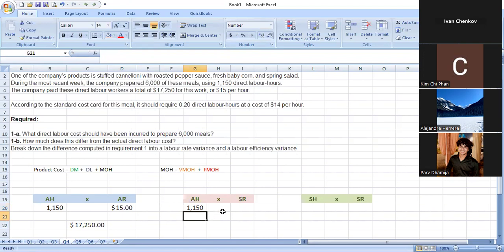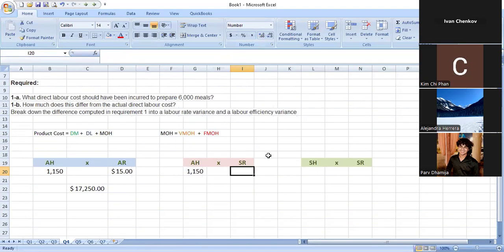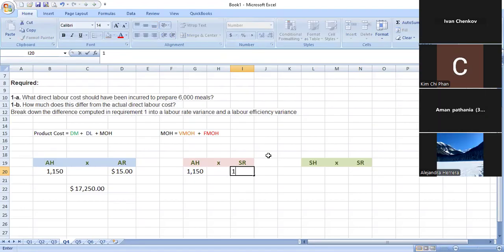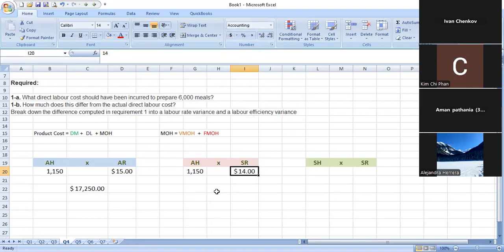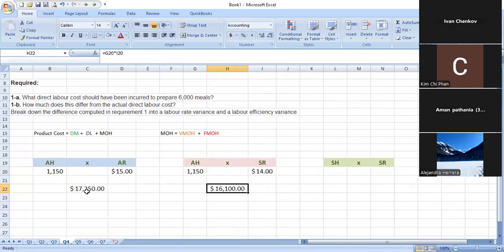Now the next thing that we need is the standard rate. Based on our standards, we're supposed to pay $14. Let's pay those $14 and see what's going to happen now. If we're producing based on our standards to make this production using 1,150 hours, we're supposed to pay this times $14. We're supposed to pay only $16,100. So in reality, we're paying $72.50.